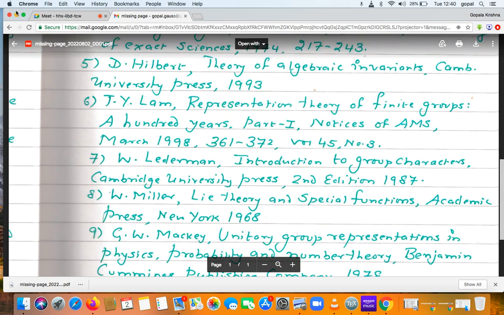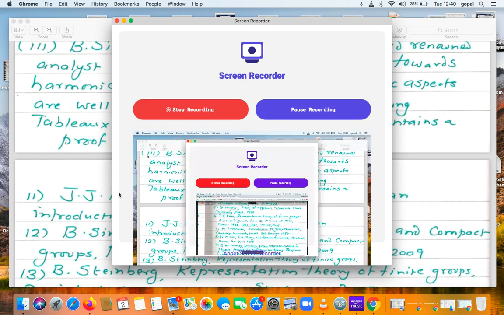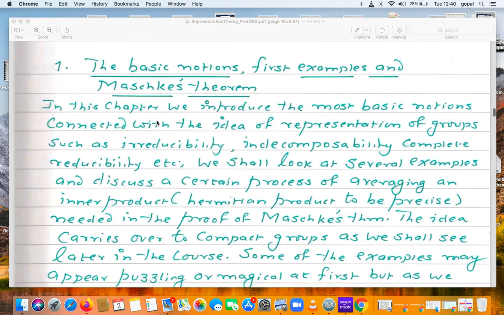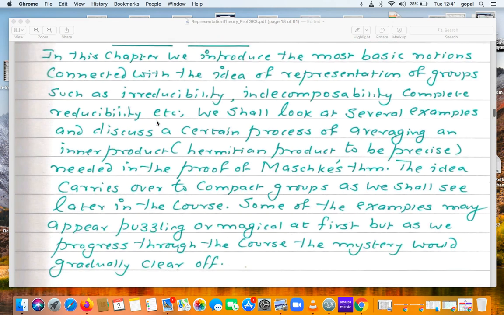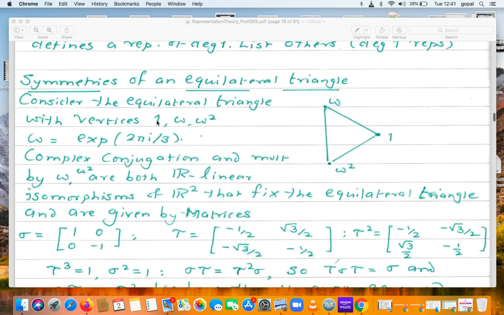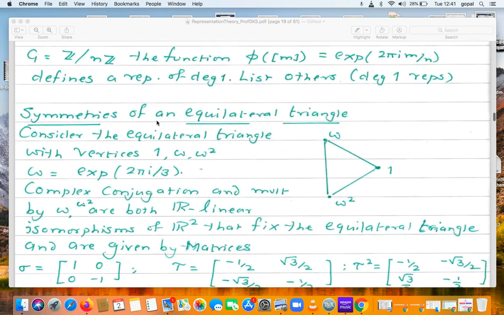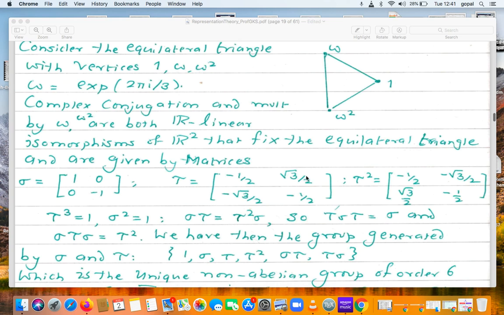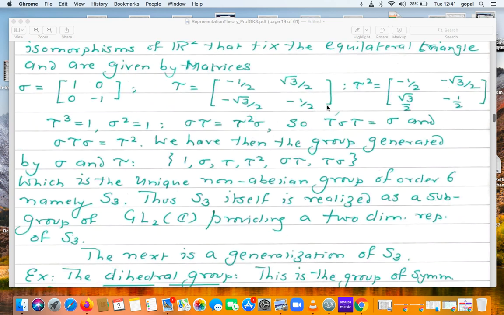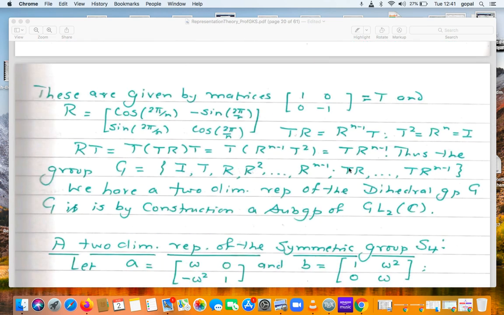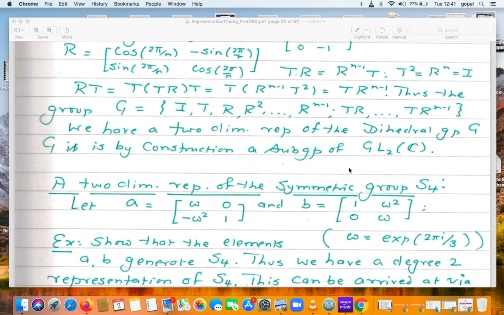And so this completes the 0th chapter. Let us not start the new chapter today. Let us just take stock of the situation. The first chapter basically talks about the most basic notions of representation theory, the definition, and then the trivial representation, the sign representation. The equilateral triangle gives you the symmetric group on 3 letters, the symmetries of the equilateral triangle. So straight away the group itself is realized as a group of matrices, and then the dihedral group, the group of symmetries of the regular polygon of n sides.